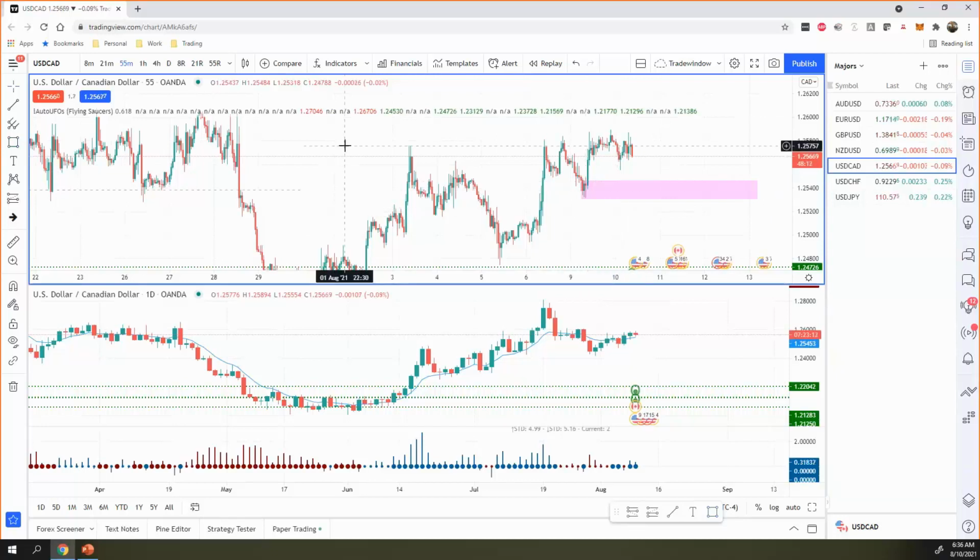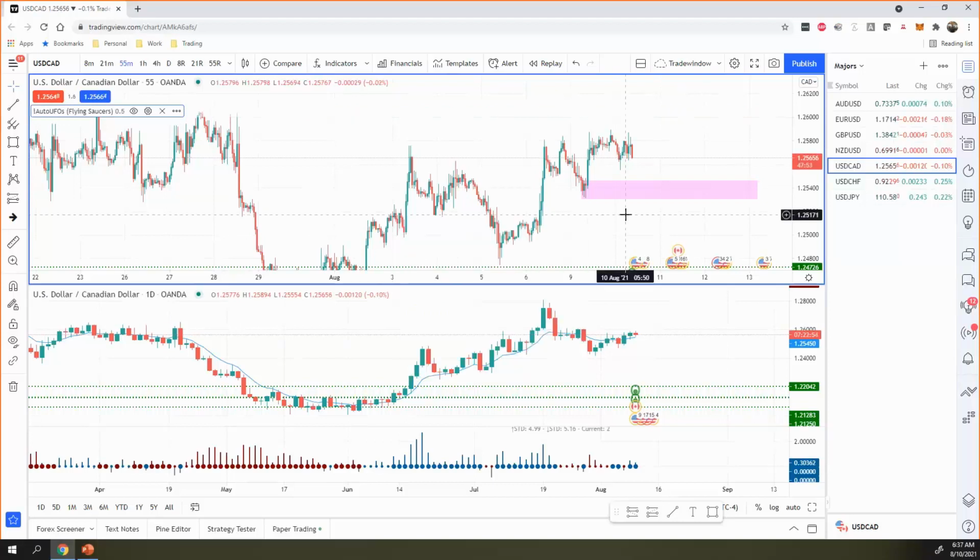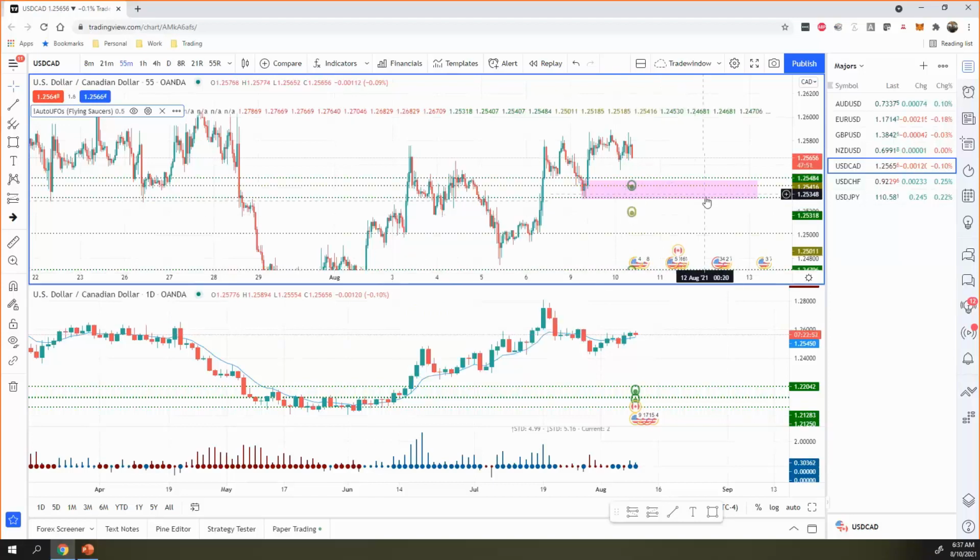Then the difference might be the calibration. I'm running with 0.618, which is also, incidentally or not, a Fib number. You might have it set to the default of 0.5. And there's the UFO right there.